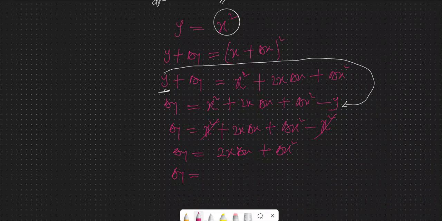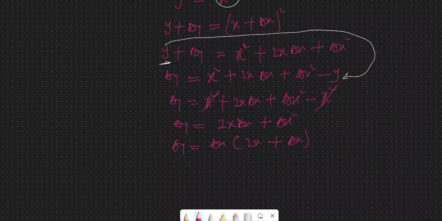So what is common between both of them? Change in x. So since change in x is common, we have change in x into bracket 2x plus change in x, right? Good. So divide through by change in x. So we say change in y over change in x equals change in x into bracket 2x plus change in x, over change in x.